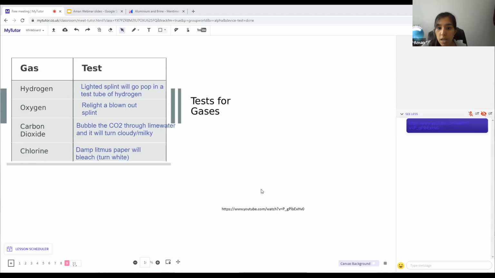Would the litmus paper stay bleached? Yes, it would. The bubbling word is effervescence. Effervescence.